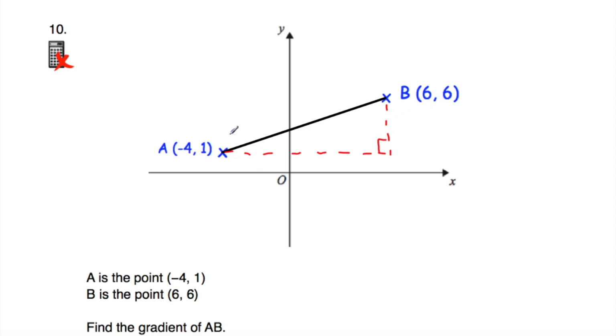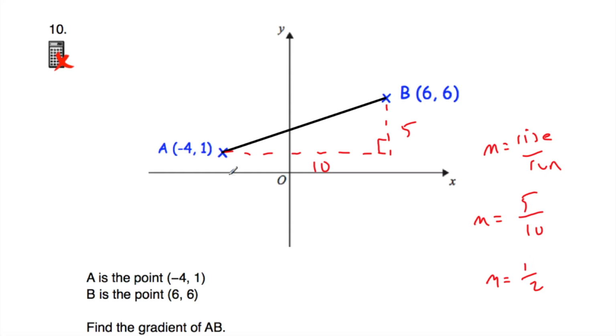In terms of the run, we're going from negative 4 across to 6, so the run would be 10, because to get from negative 4 to 6, you go across 10. In terms of the rise, this has a height of 1 and this has a height of 6, so we're going up 5, the rise would be 5. Then the gradient m is equal to the rise divided by the run, so we've got 5 divided by 10, that's 0.5, or we could just cancel down the fraction to a half, because they're both divisible by 5.